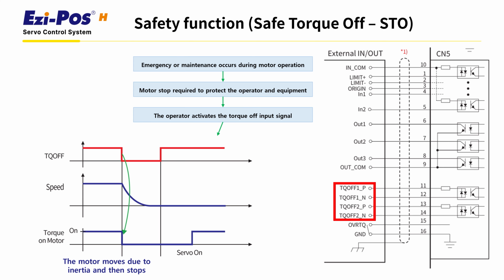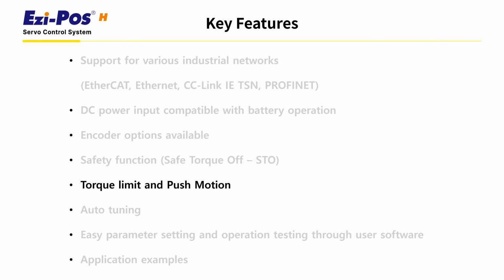When torque-off is activated, power is no longer supplied to the motor. If the motor is running, it will stop due to inertia. While torque-off is active, servo-on commands are ignored, but all other drive functions continue to operate normally.